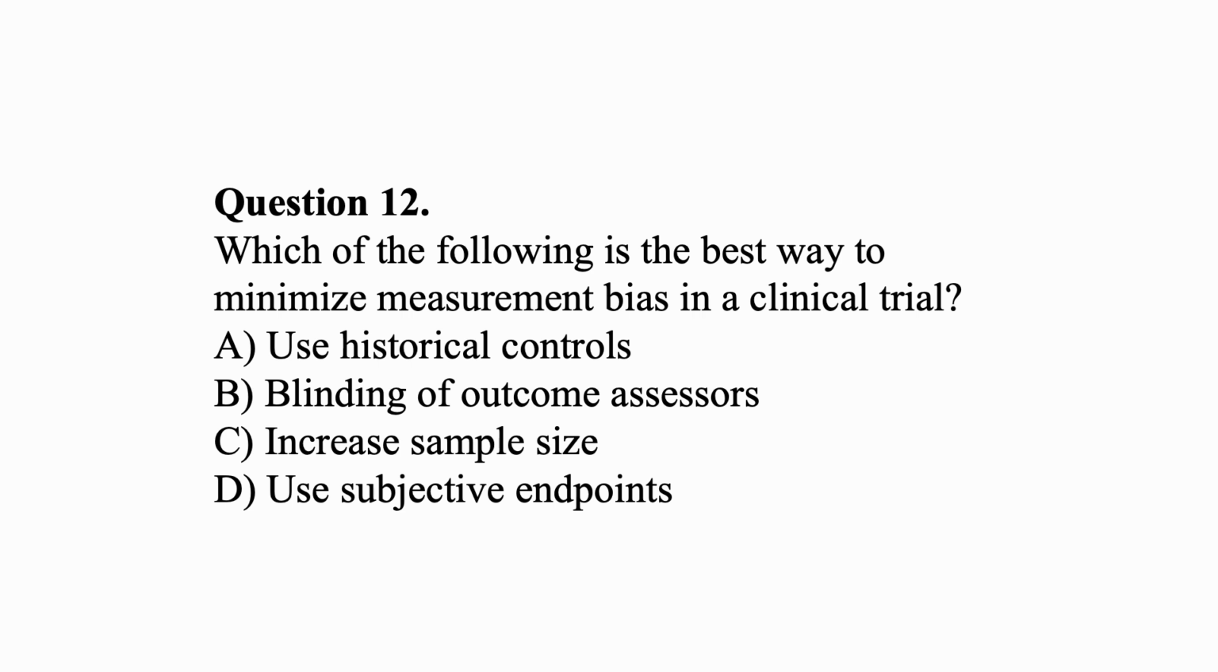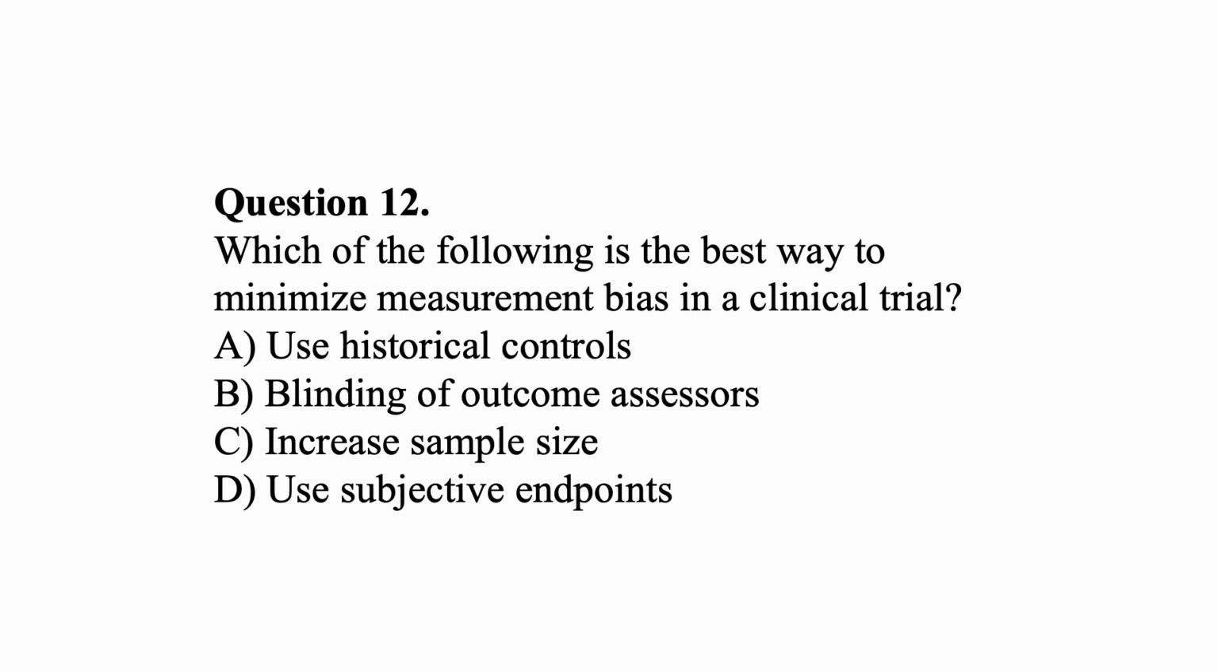Our last question, question number 12. Which of the following is the best way to minimize measurement bias in a clinical trial? A. Use historical controls. B. Blinding of outcome assessors. C. Increase sample size. Or D. Use subjective endpoints.